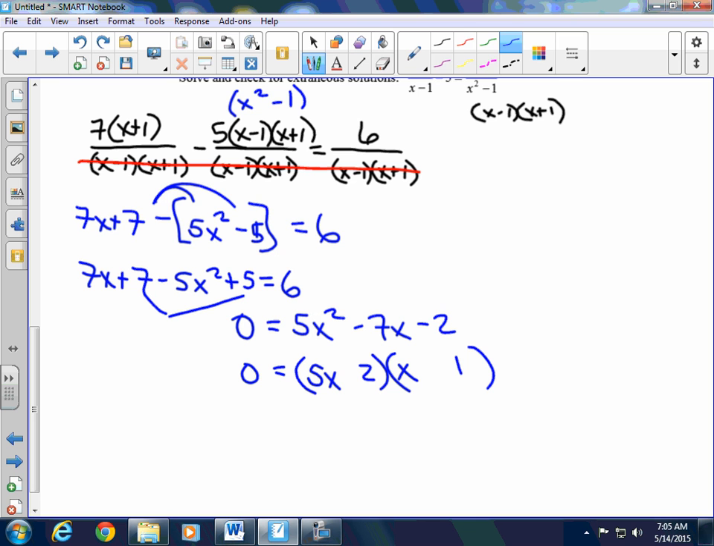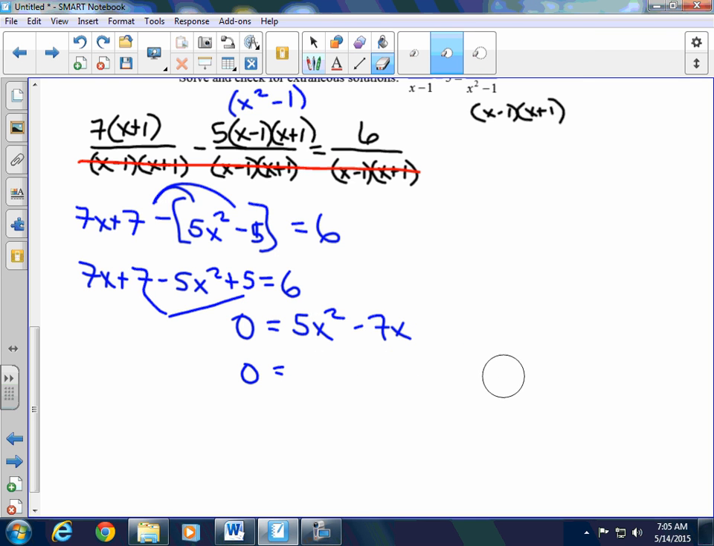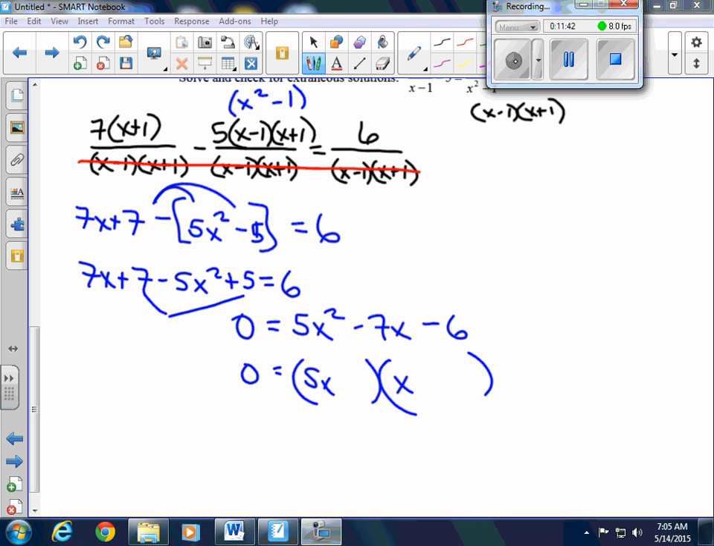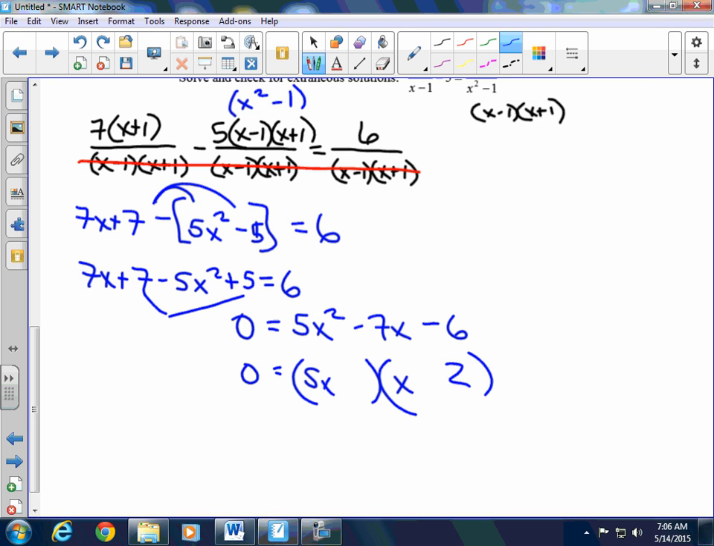All right, so we have 12. So this is going to be, we have 12 there, so it's going to be a negative 6. So now let's try that again. See if we can factor this. So 5x and x. We're going to go 2 and 3, minus and plus. Does that work? Well, that gives us negative 10x on the outsides, 3x on the inside. So, all right, there we go.